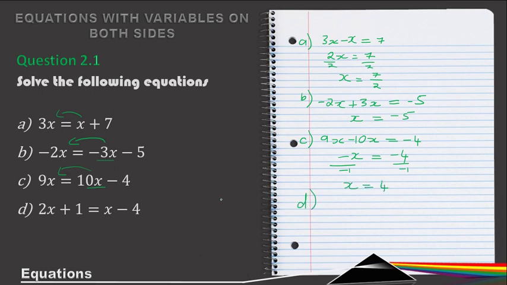For D, I have a constant on this side, which I want to take to that side, and I've got an x over here, which I want to bring to my left-hand side. So doing that, I've got 2x, and then this x, which is positive here, becomes negative here. And then minus 4, this one becomes negative on the other side. Add my like terms, 2 minus 1 is just 1, so that's just x equal to minus 4 minus 1 is minus 5.